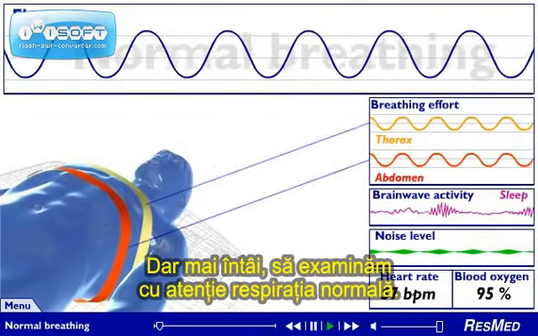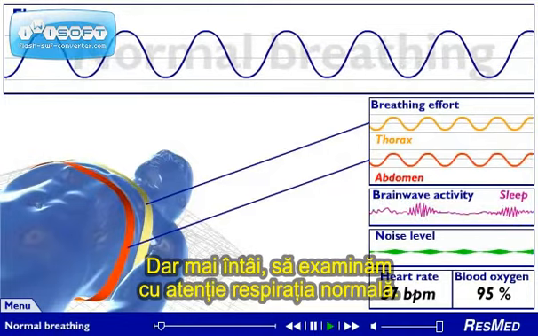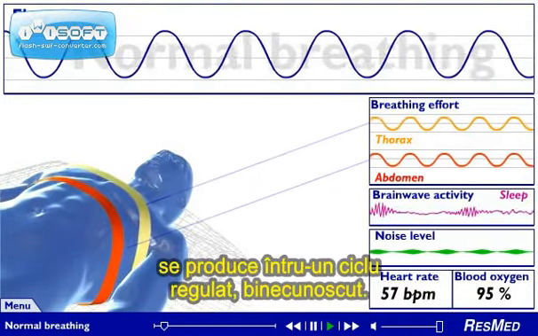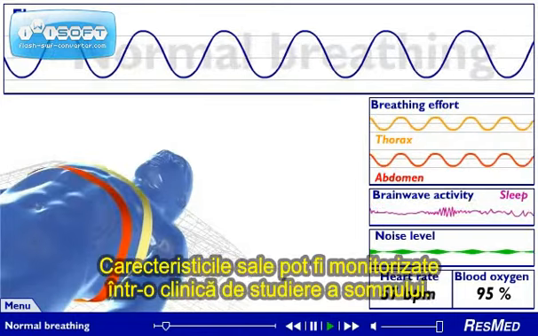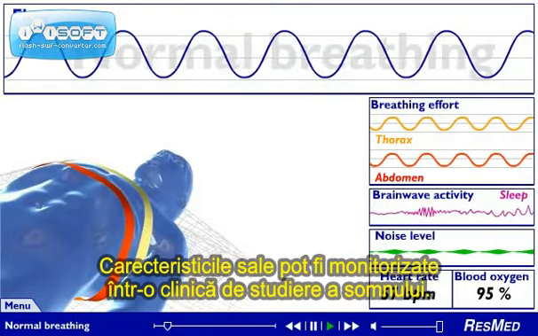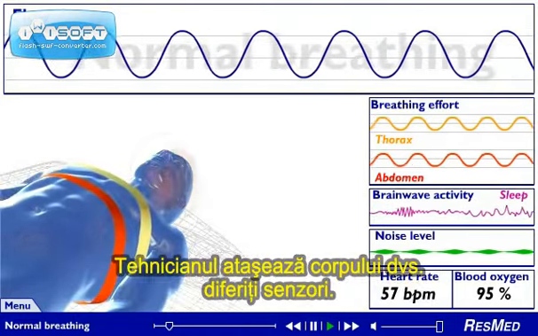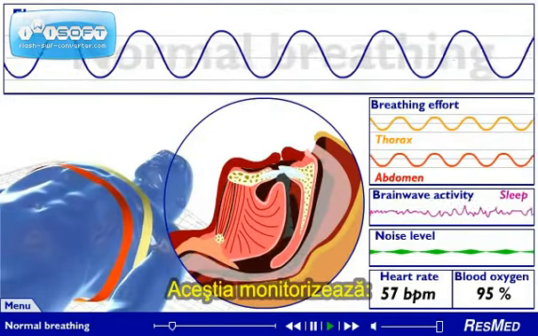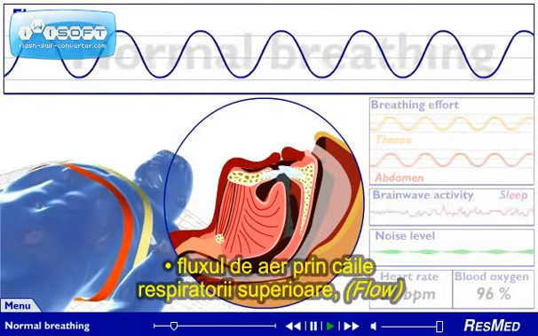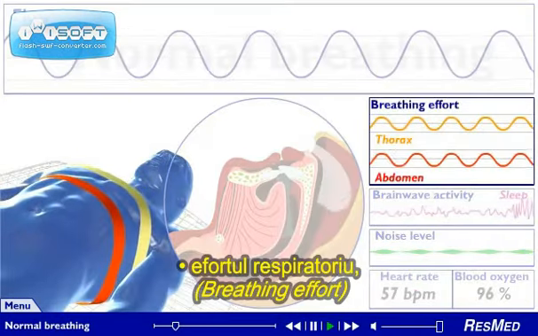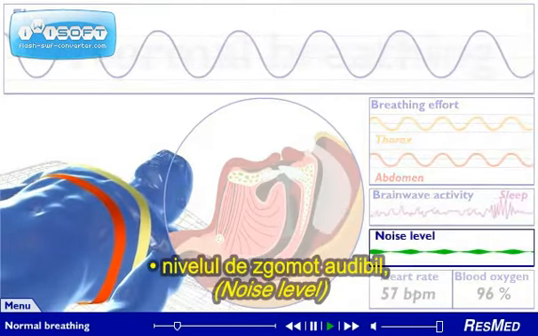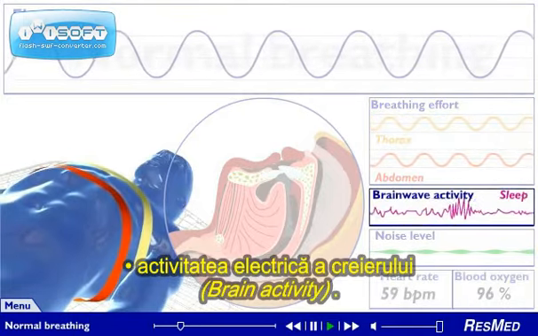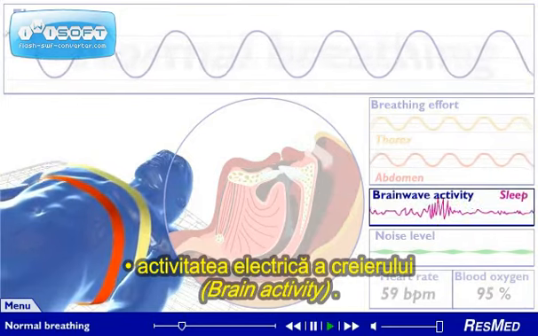But first, let's take a closer look at normal breathing. Normal breathing during sleep occurs in a familiar, regular cycle. Its characteristics can be monitored in a sleep clinic. The technician usually attaches various sensors to the body. These help monitor airflow through the upper airway, respiratory effort, audible noise, heart rate, oxygen level in the blood, and electrical activity in the brain.